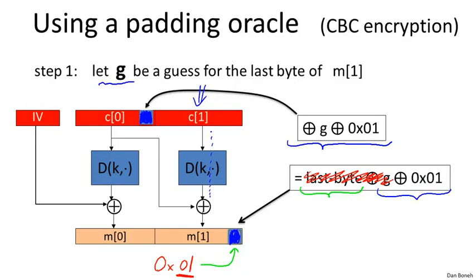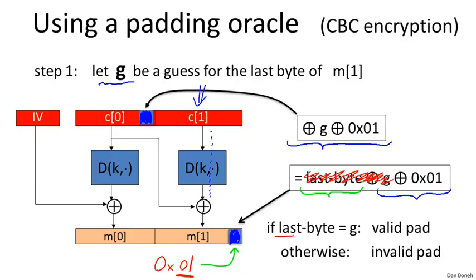Good. So again, what this means is if our guess for the last byte of M1 is correct, then we get a pad that's well-formed. It's just the number 1. The number 1 is a well-formed pad, and therefore the pad is valid, and the padding oracle will say the pad is valid. If the guess is incorrect, then we'll get a value here that's not equal to 1, and then it's very likely that we have an invalid pad. And as a result, the padding oracle will say the pad is invalid.